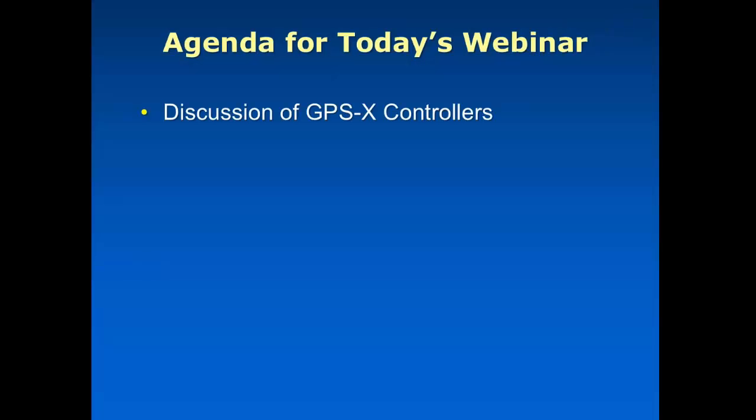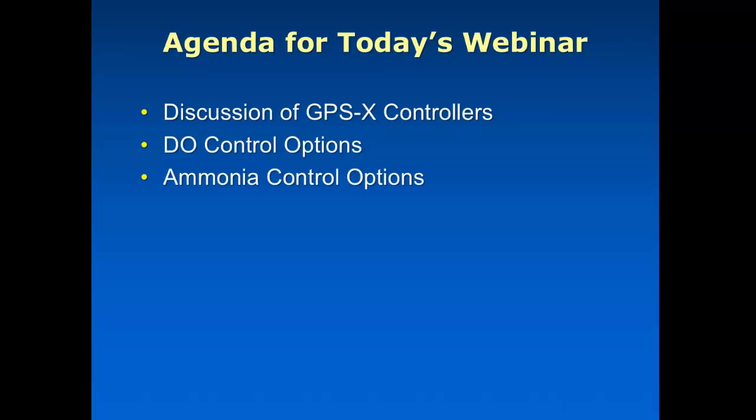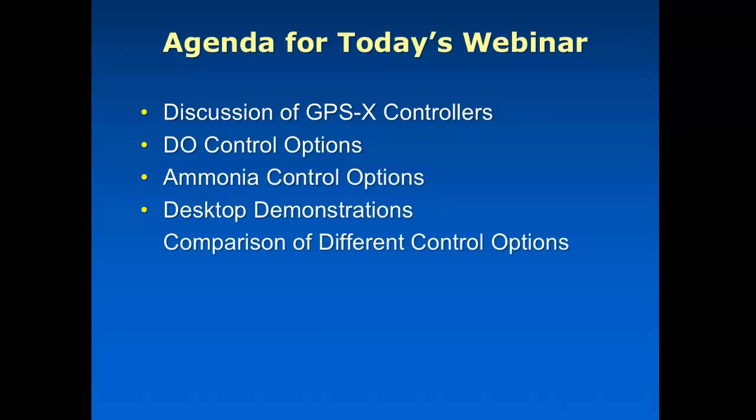So as I mentioned, I'm going to very briefly discuss how the controllers work in GPSX. I'm going to assume that you're already familiar with the software and that you know how to set up a wastewater treatment plant. We're going to be working with a conventional activated sludge plant today that does nitrification. I'm going to talk about the different types of controllers that we can have for DO control, for dissolved oxygen control, and then also talk about how we can have direct ammonia control options as well. In order to do that, I'll have some slides where I explain a few things, and then we're going to run some desktop demonstrations of all of those different types of options.